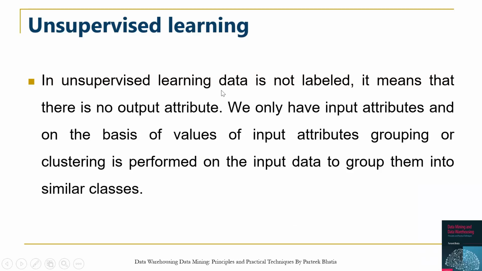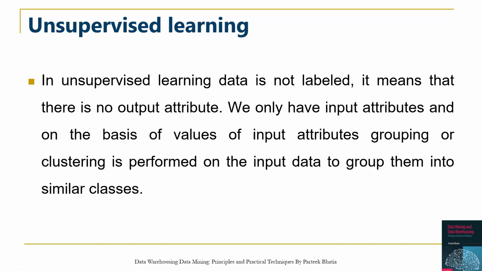In unsupervised machine learning, data is not labeled. It means that there is no output attribute. We only have input attributes, and on the basis of the values of these input attributes, we have to group or cluster the data. So, in unsupervised machine learning, the data is not labeled, so there is no output attribute.